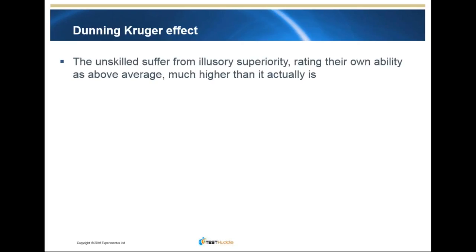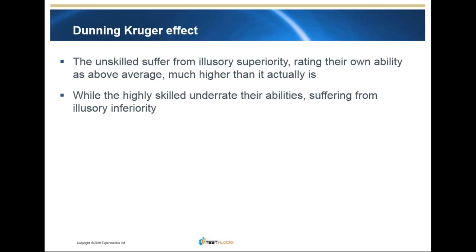It reflects on the famous Donald Rumsfeld statement of the unknown unknowns. So in principle, the unskilled suffer from illusionary superiority, rating their own ability as above average and certainly much higher than it really genuinely is, whilst the highly skilled underrate their abilities and suffer from what we define as illusionary inferiority. So what you'll find in a meeting is those who don't know they're wrong will be shouting to get themselves heard, while those that know they're right will just sit quiet in the corner with a smug smile on their face. So you see two very different types of people.